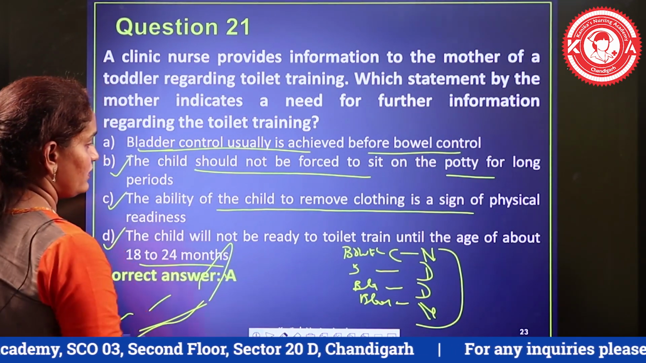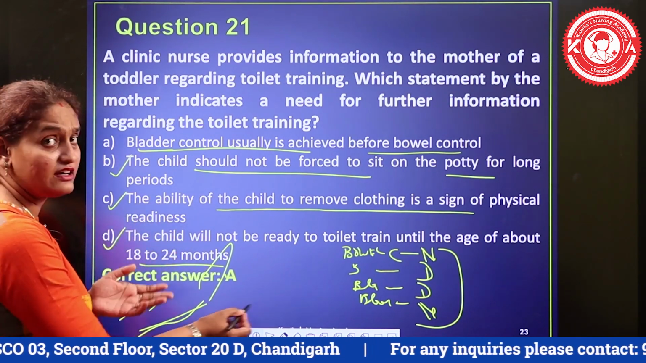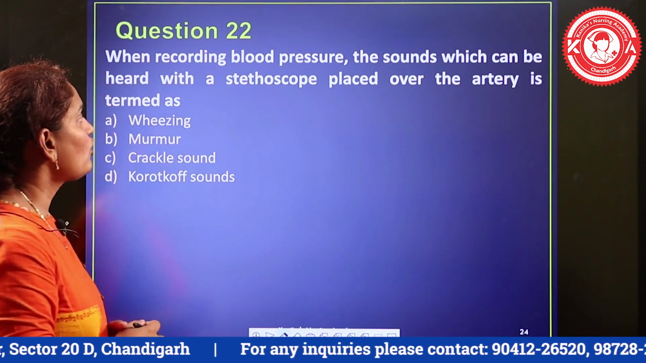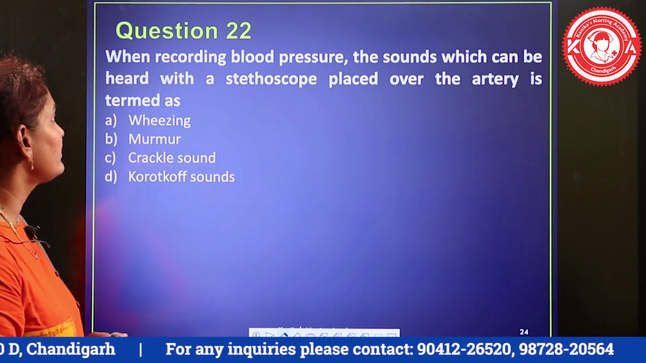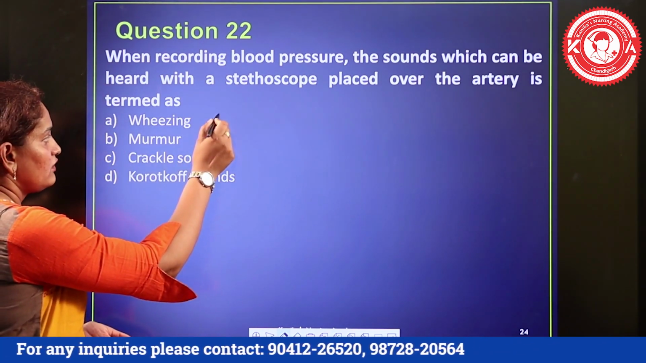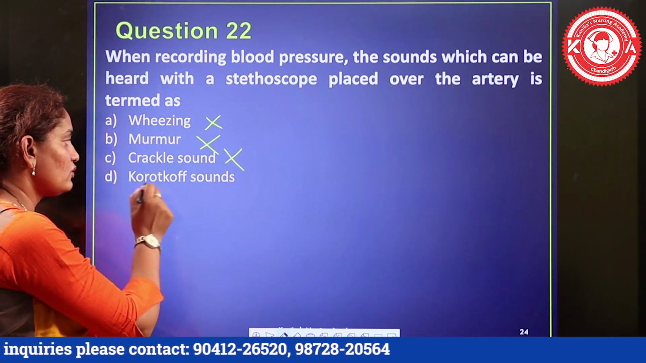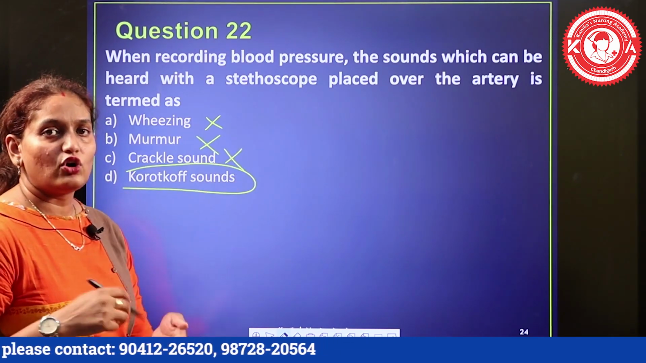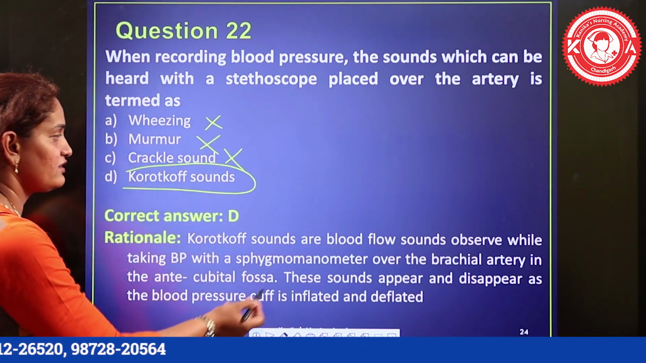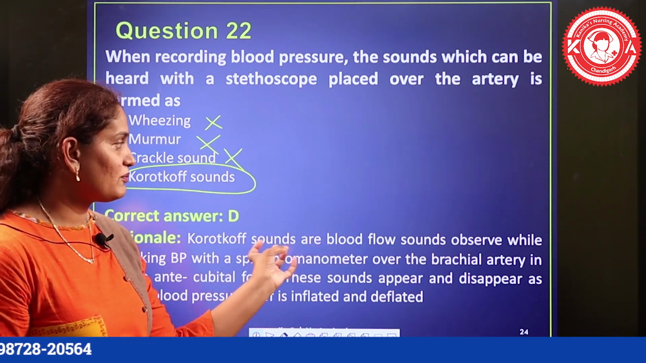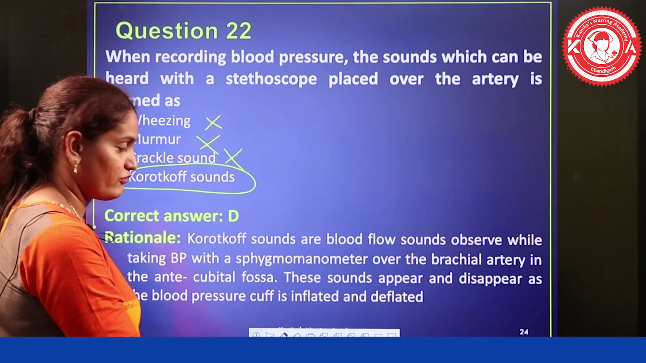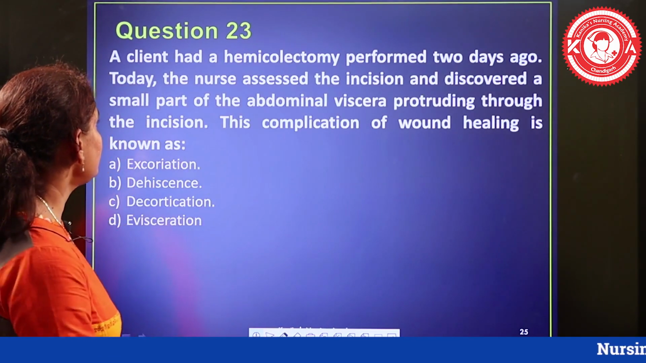So moving to the next question. The answer here is A, that she needs further teaching. Question number 22. When recording blood pressure, the sounds which can be heard with the stethoscope placed over the artery are termed as, it is very easy. This is not wheezing, this is not murmur, these are abnormal sounds. Korotkoff sounds are normal sounds which we hear while taking the blood pressure. So the answer here is D. These are the sounds which are heard because the blood flow is going through the artery where we have kept our stethoscope diaphragm.